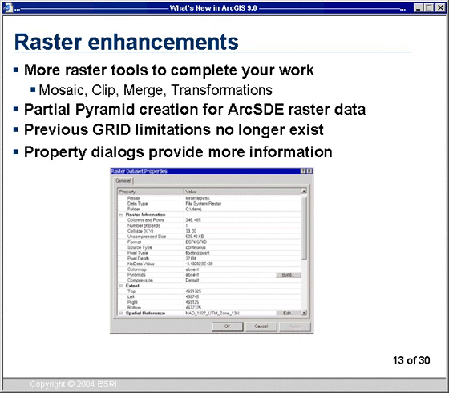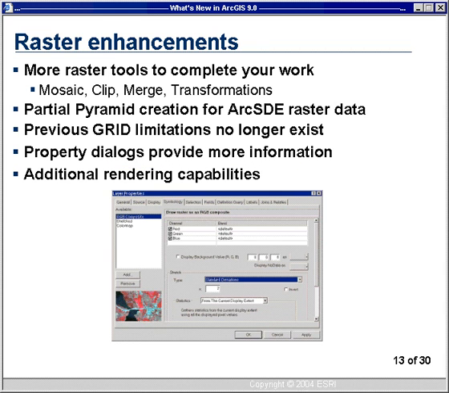When we access property dialogues, for instance, if I go into ArcCatalog and I look at the properties for a raster, I get all that on one property sheet, so I don't have to toggle back and forth through many tabs. All the information is provided up front for you. And we get many more additional rendering capabilities for working with raster data as well.